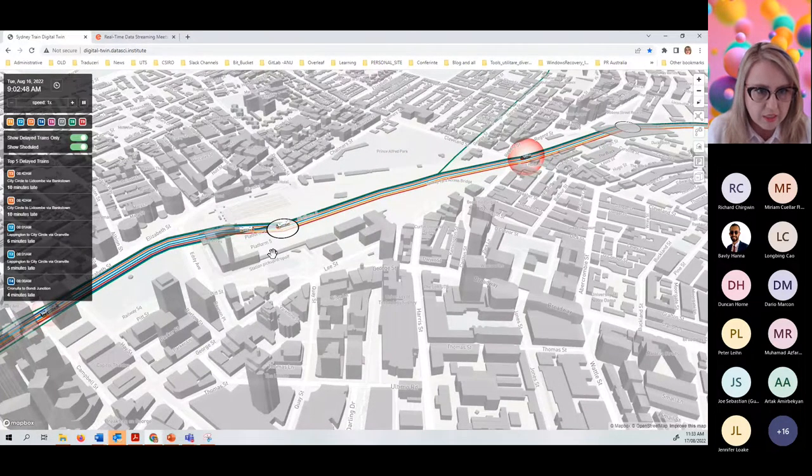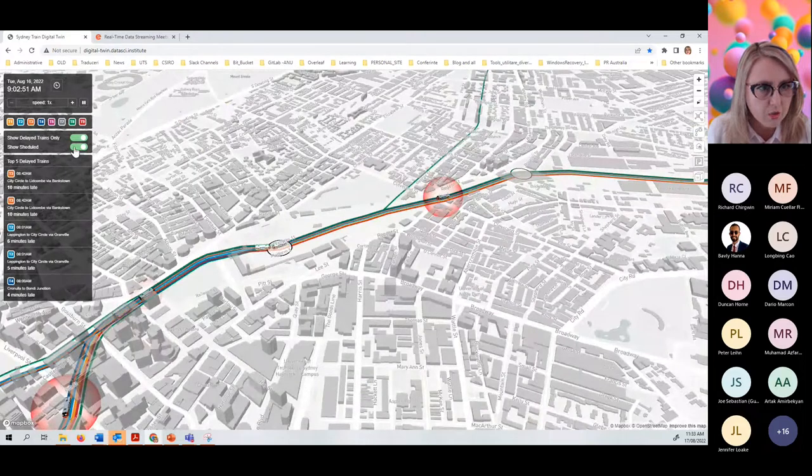So we can activate and deactivate the layers as we feel like. And of course, we can also just look at one line only for the visualization, or deactivate some lines that maybe we are not interested in.